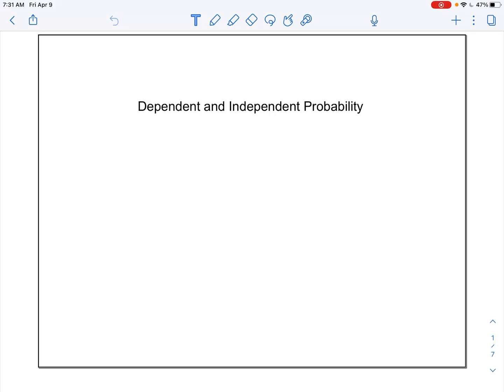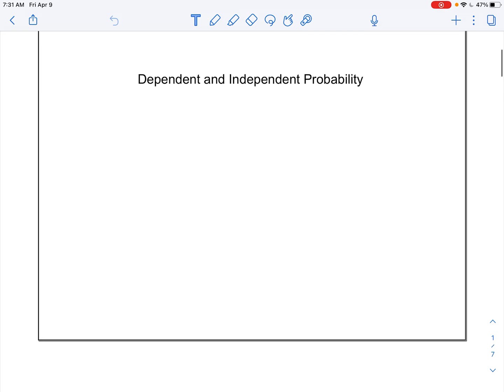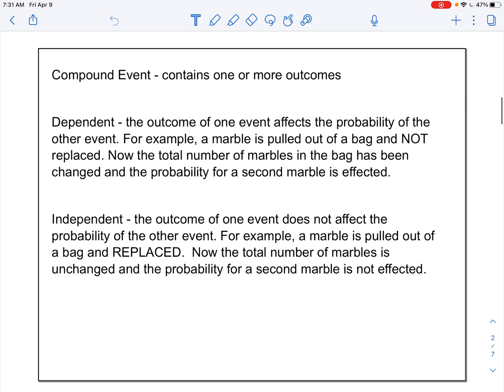Today's lesson is going to be on dependent and independent probability. A compound event is an event that contains one or more outcomes. Those outcomes can be considered either dependent or independent. So a dependent probability or outcome is when the outcome of one event affects the probability of the other event.